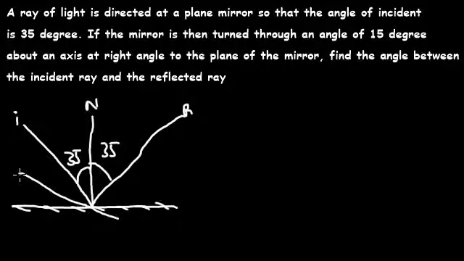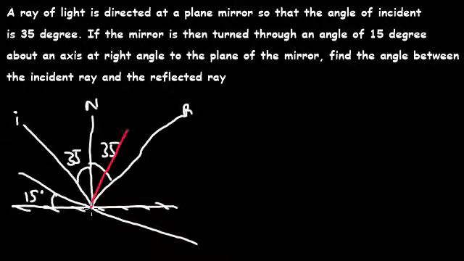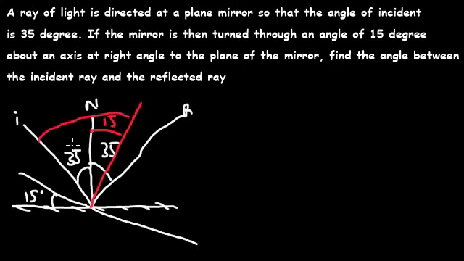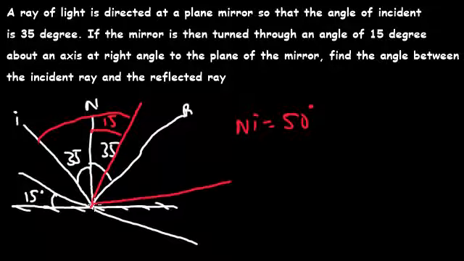Perfect. Now this mirror is rotated at an angle of 15 degrees. So let's assume this is the new position of the mirror. So the angle is 15 degrees. Perfect. So now we have the position of the new normal. Let the new normal be somewhere around here. Now we know that this place will be 15 degrees as well. So definitely the new angle of incidence will be 35 plus 15. So that's simply 50. So now the new angle of incidence, which I will write as Ni, is 50 degrees.